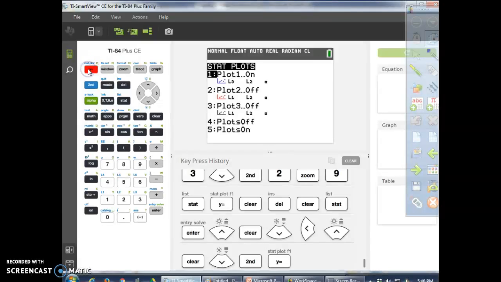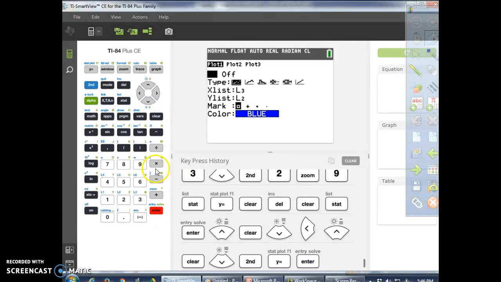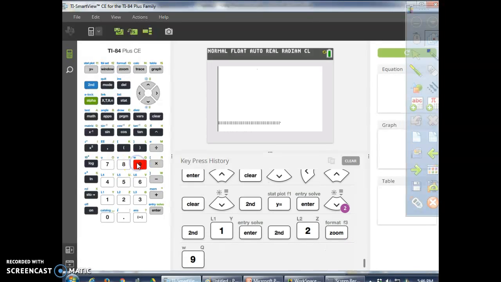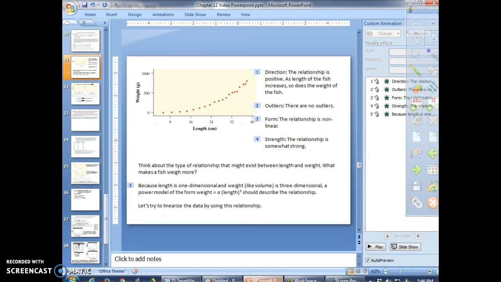And I'm going to do a scatter plot. Of course, I want to do list 1 versus list 2. And so I have everything there, zoom 9. So I have a positive, somewhat strong, curved or nonlinear relationship, and there do not appear to be any outliers. So let's go ahead and document that, write that down.